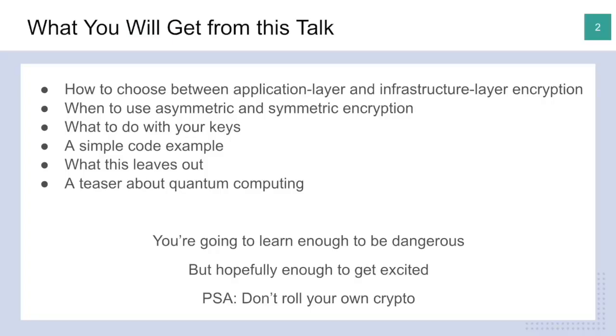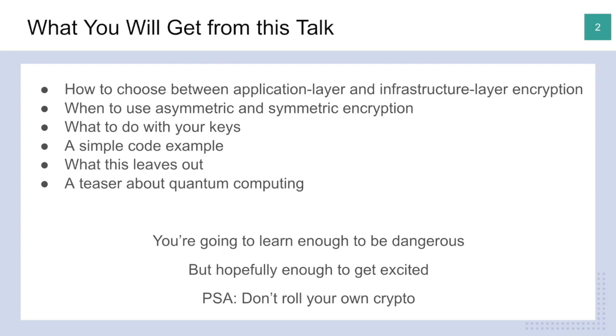So here's what you're going to get from this talk. We'll explore how to choose between application layer and infrastructure layer encryption and what we mean by those two things. When to choose asymmetric and symmetric encryption, at least at a very high level. What to do with your keys, which is always challenging.